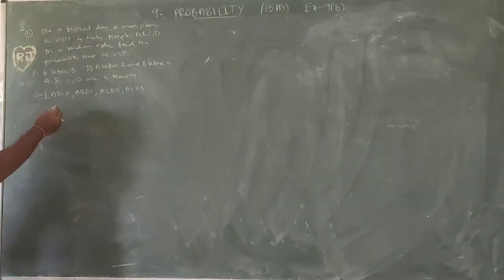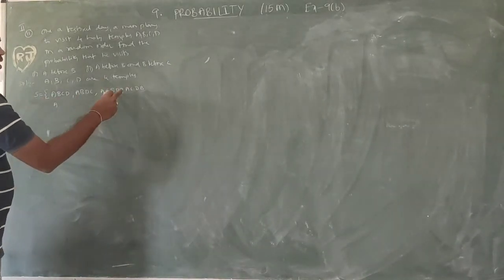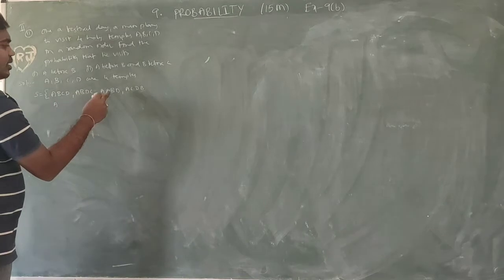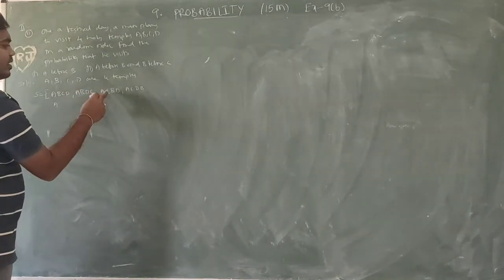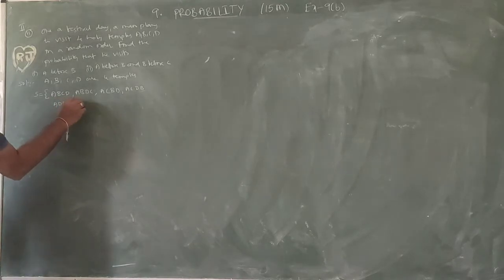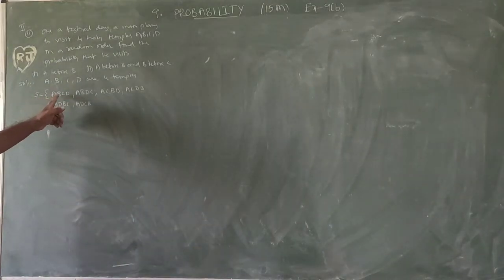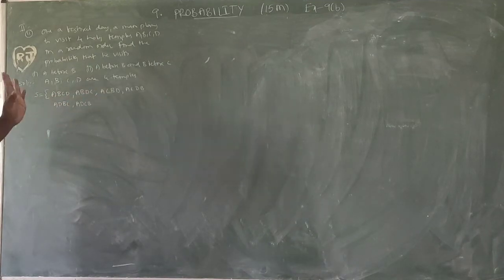Next, start with A, A, C, D, B completed. Start with A, B completed; A, C completed; A, D, B, C; A, D, C, B. So starting with A is over. Starting with A, second B, second C, second D completed.